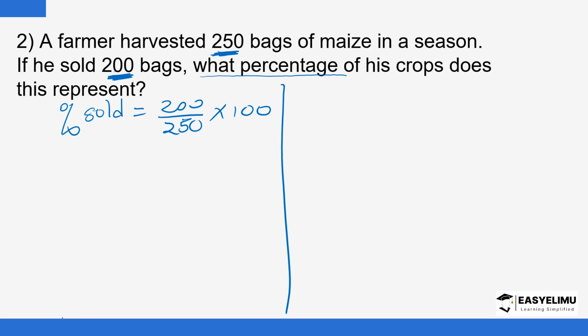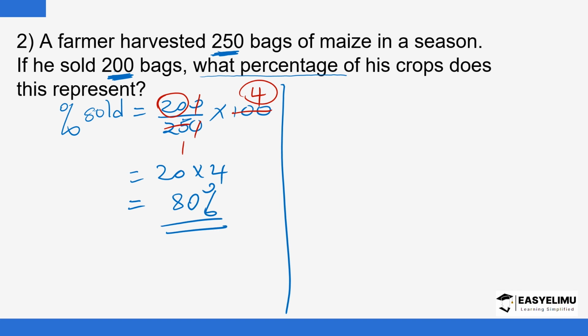So let's try and solve this. Now you have 0 cancels 0, 25 here, 125 goes there, 4. And now you have 20 multiplied by 4. We only multiply 2 by 4 and then we add 0. 2 by 4 is 8. And this is going to be 80%. So what is sold is 80%.